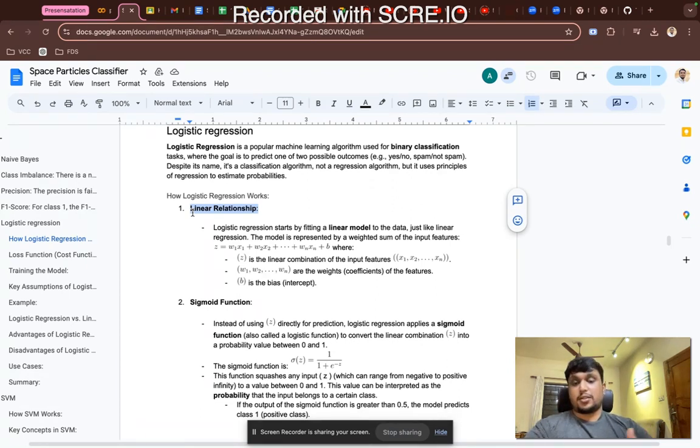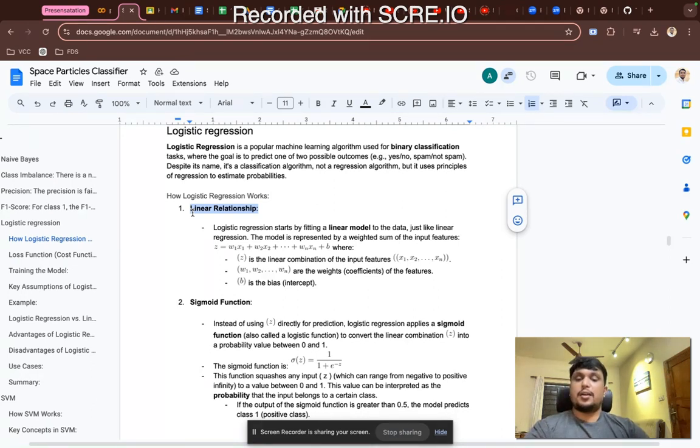Then let's look at logistic regression. It starts with a linear relationship. Logistic regression starts with fitting a linear model to the data, so we can represent the output as z = w1 x1 + w2 x2 + the bias, where w represents the weights and x represents the input parameters.